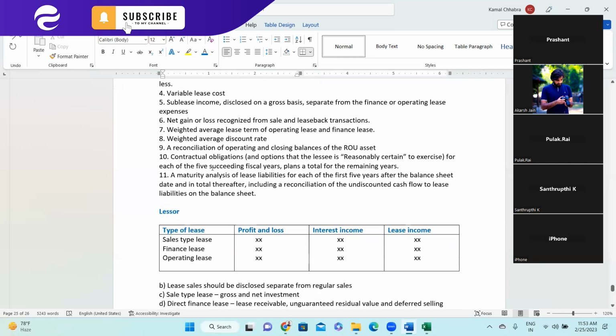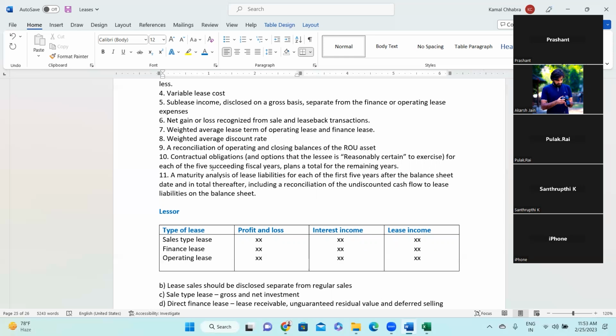Seventh is weighted average lease term of operating lease and finance lease. So what is the average lease term? You may have different assets which you have taken on different lease periods. But what is the normal average period? That is the combination of all the lease periods divided by the number of lease arrangements. It comes to an average lease period. So that also you need to disclose, what is the average lease period you have.